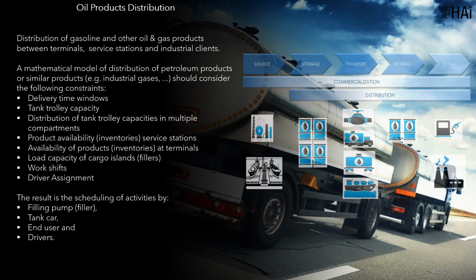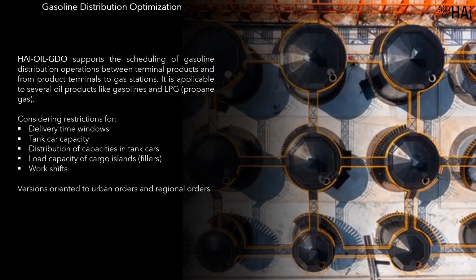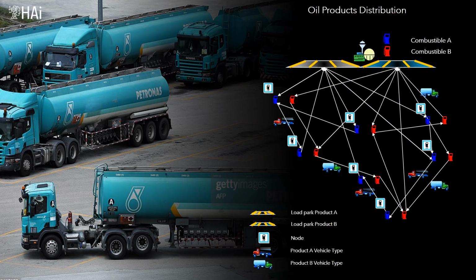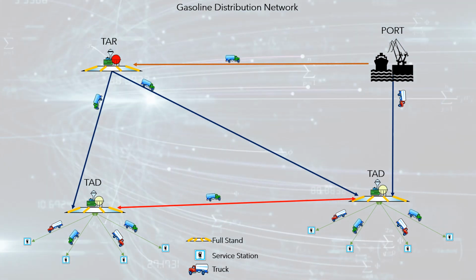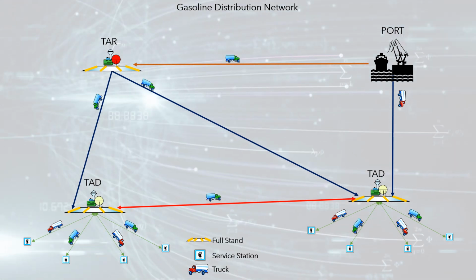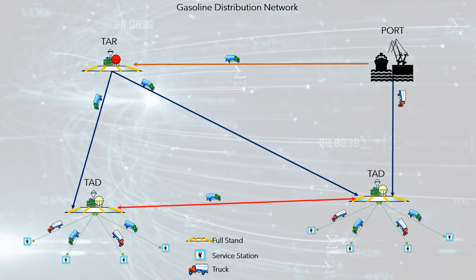The result is the scheduling of activities by filling pump, filler, tank car, end user and drivers. Considering restrictions for delivery time window, tank car capacity, distribution of capacities in tank cars, load capacity of cargo islands, and work shifts. The entities of the model are terminals, tanks in the terminals, loading points, service stations, trucks, and drivers. For a large distributor, the mathematical model may include transport between terminals, and the connection of terminals with other facilities, such as ports and refineries.